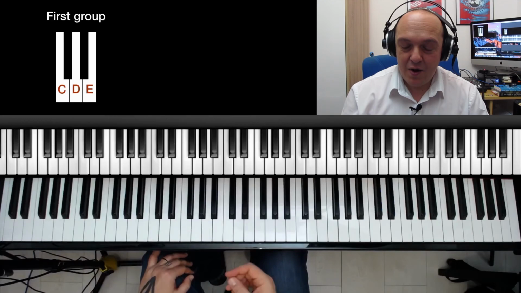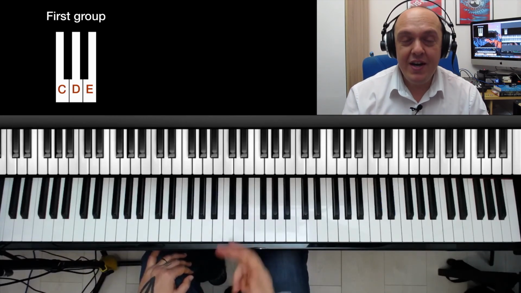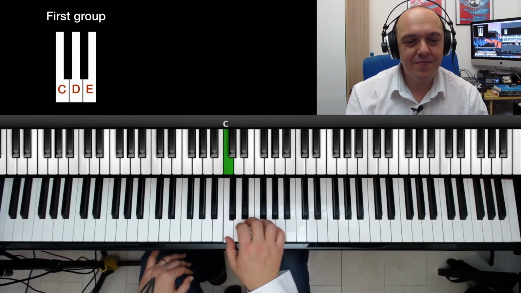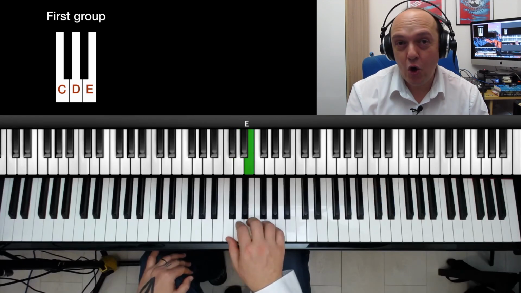So, around the group of 2 black keys, you find 3 notes: C, D, E. Do, re, mi.